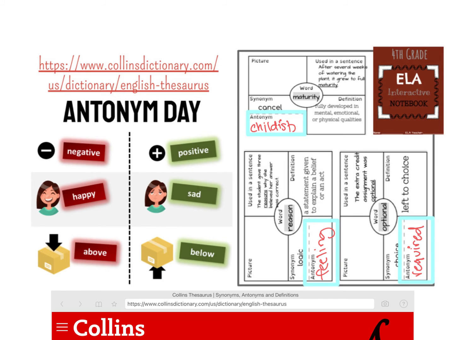Optional means left to choice. Remember, reason. Use your hands to show me reason. Reason means a statement to explain. And I always think about the word why because a reason tells why. And then lastly, maturity, which means fully grown. The opposite would be childish.